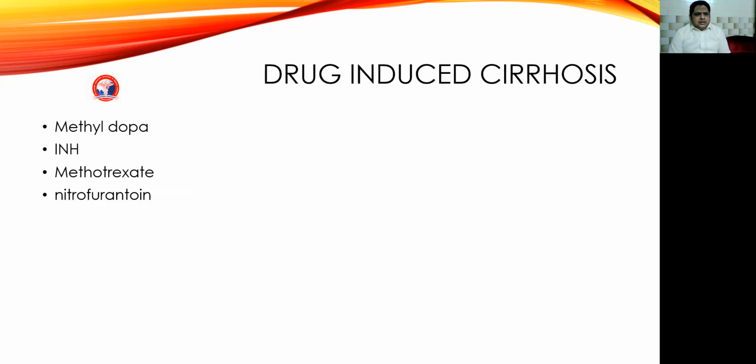Drug-induced cirrhosis. In drug-induced cirrhosis, we have 4 common drugs: methyldopa, INH, methotrexate, and nitrofurantoin. These 4 drugs may lead to cirrhosis of the liver. That is methyldopa, INH, methotrexate, and nitrofurantoin.